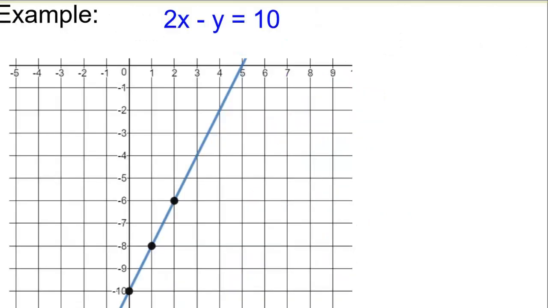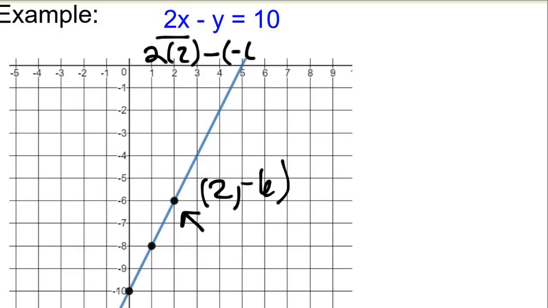This is just another example. The difference in this case is we're using a much steeper line. You'll notice we changed the equation a little bit up here. We put times 2 for x, but if I pick any of the points that are on this graph, let's say I pick the one up here, which is 2, negative 6, and I substitute that in, 2 times x of 2 minus y, which was negative 6, equals 10.